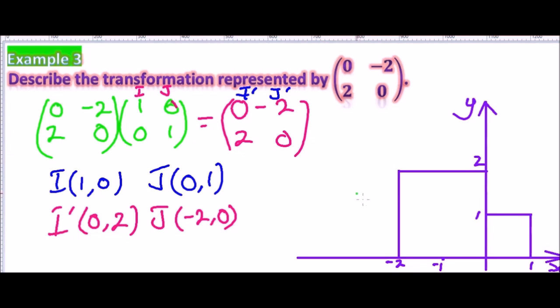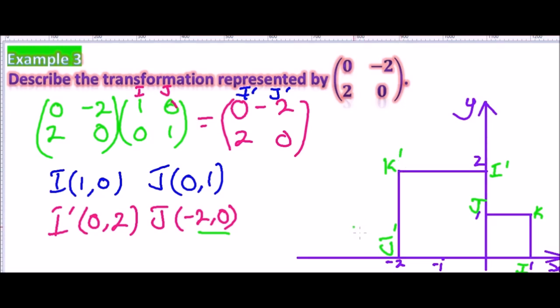Okay, this is the sketch I have. You can just use your hand to make that sketch. So this is where we have our i, and this is where we have our j. This is our k. The new image of i is 0, 2. So here is where we have the image of i. j is minus 2, 0. So this is where we have j prime, the image of j. Of course, now this is our image of k.